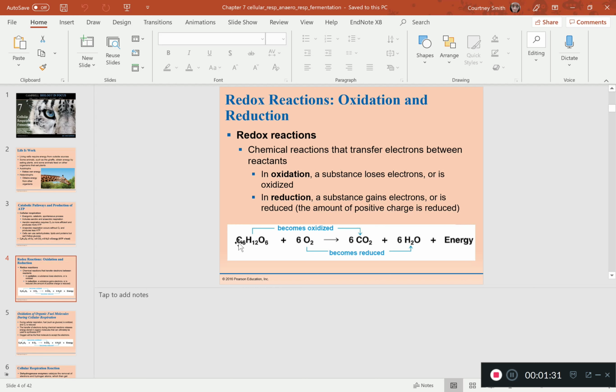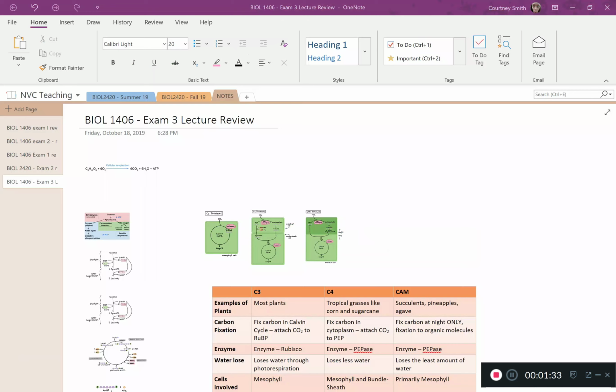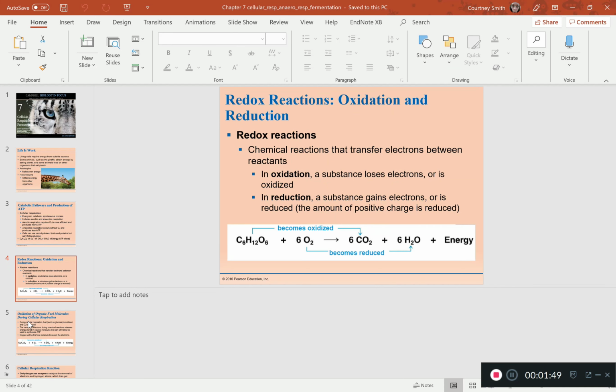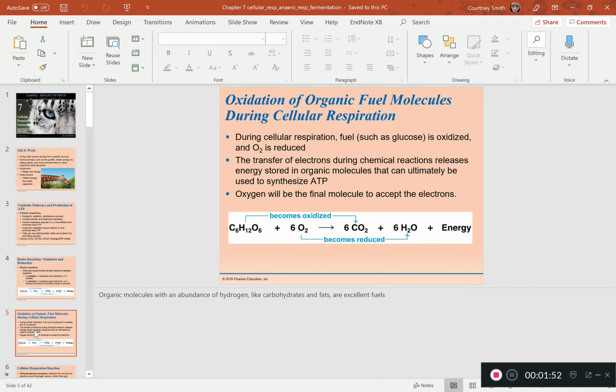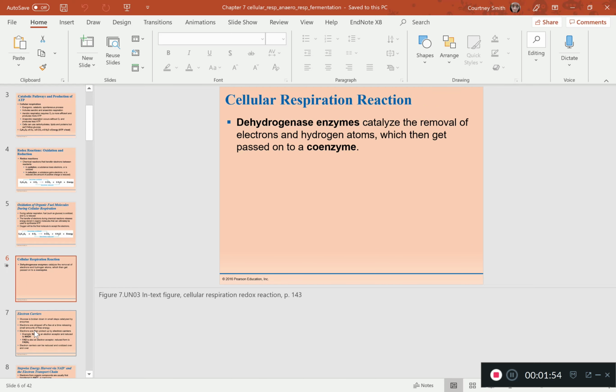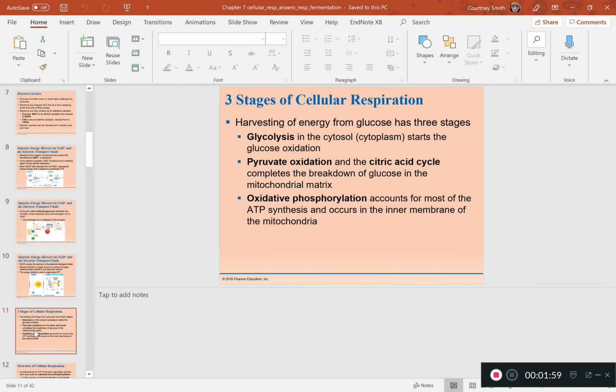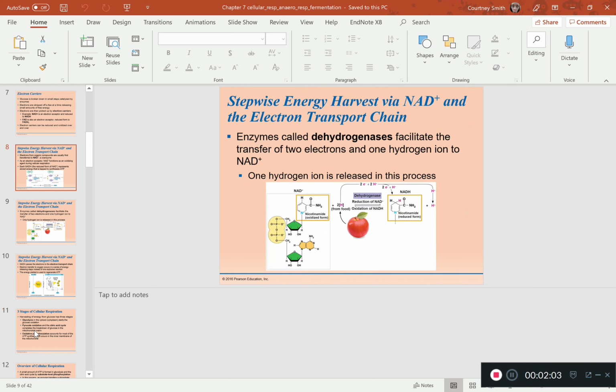Okay, so with that, our next question entails, oops, wrong one. Why does a cell carry out cellular respiration? So cellular respiration is the process as to, let me go ahead and just pull it up so we can walk through it together. Not this one. Is this the right one? No, I'm sorry guys.